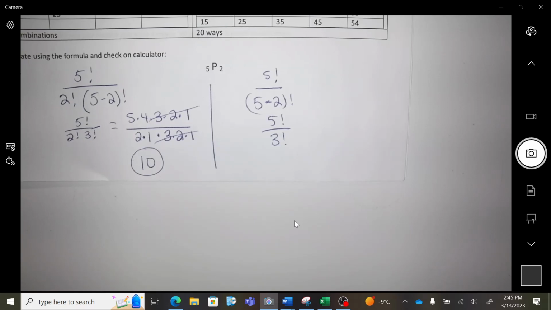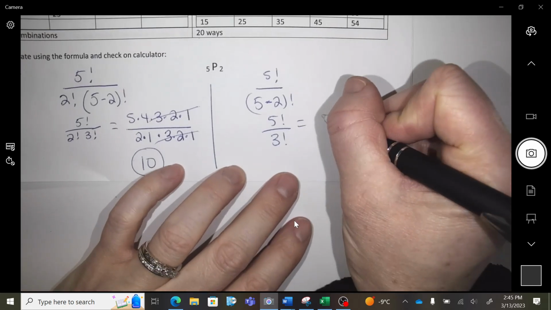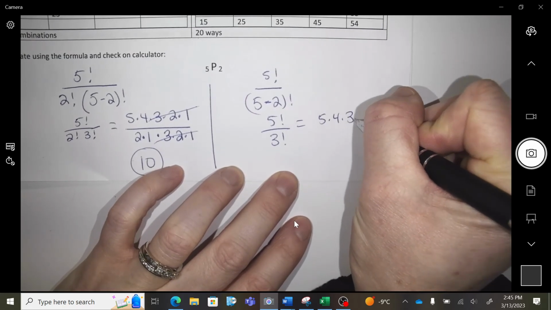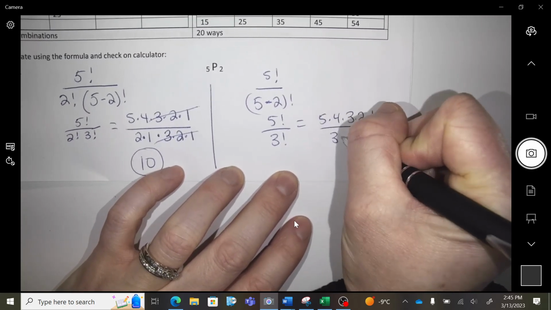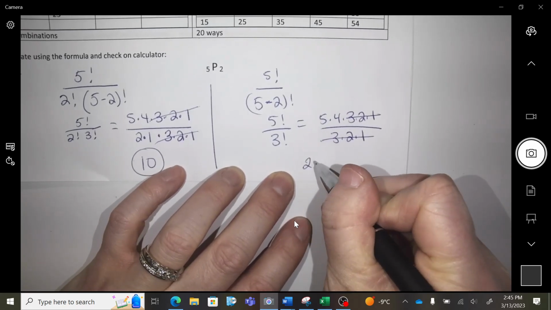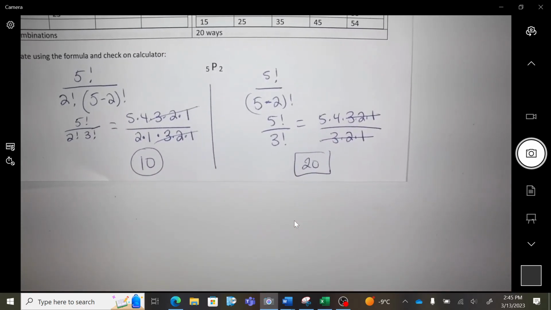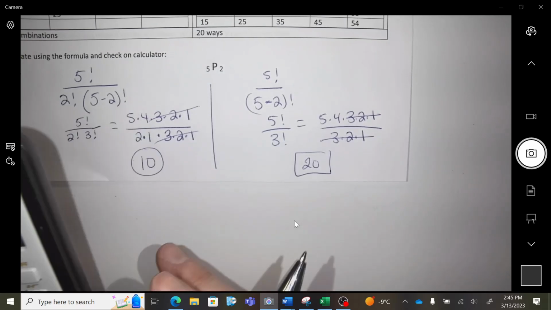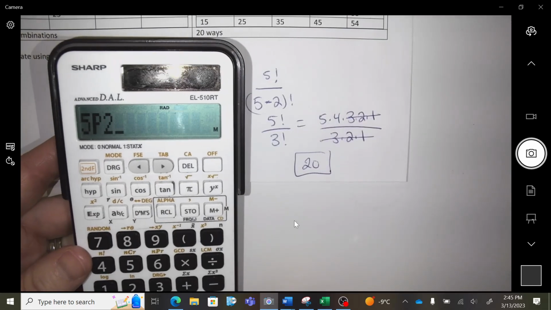So fill in the formula. And then I'm going to expand, and then cancel, and that one would come out to 20. Then I'm checking on my calculator, 5P2, and it shows us that we should get 20.